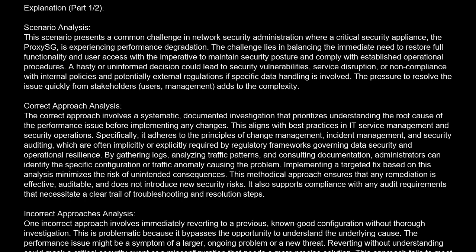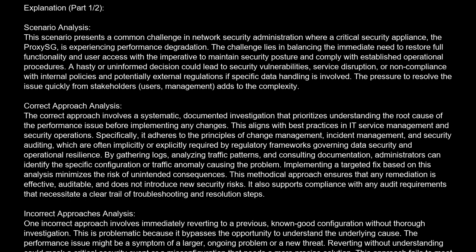The pressure to resolve the issue quickly from stakeholders, users, and management adds to the complexity. Correct approach analysis. The correct approach involves a systematic, documented investigation that prioritizes understanding the root cause of the performance issue before implementing any changes. This aligns with best practices in IT service management and security operations.